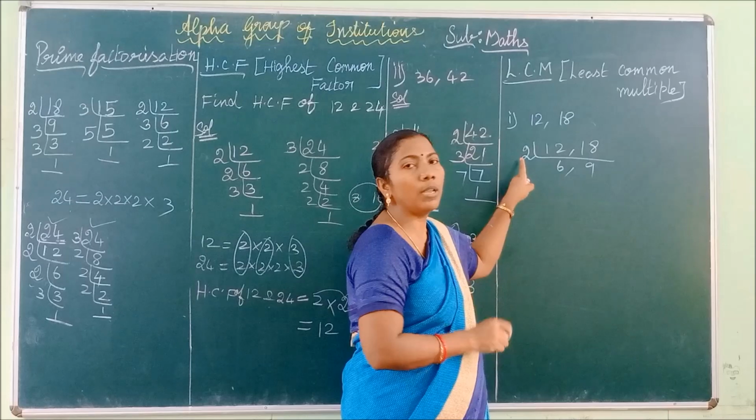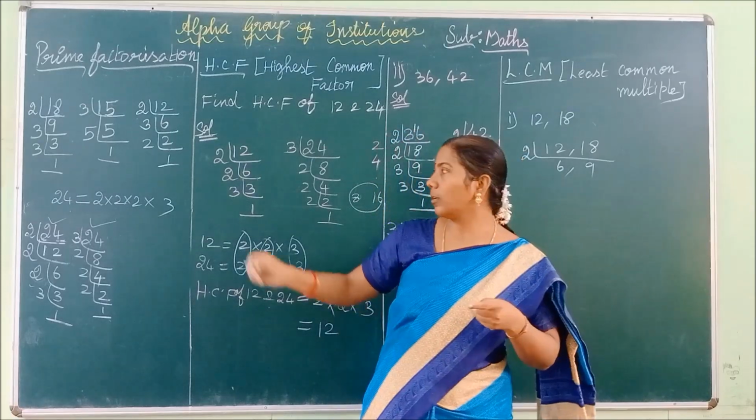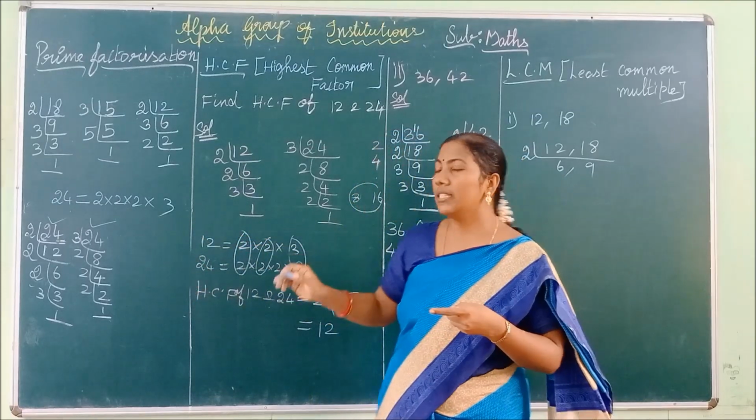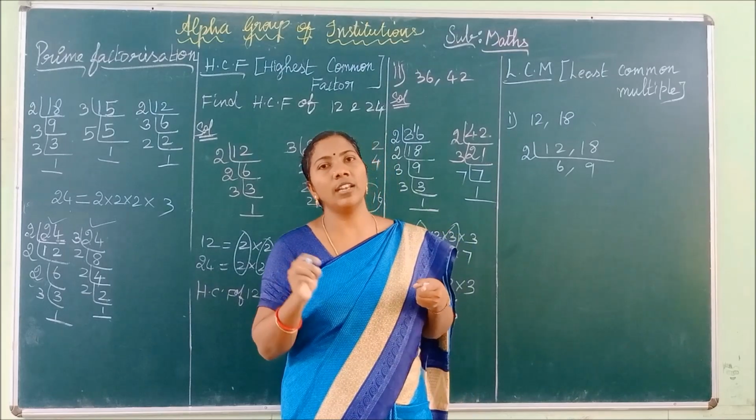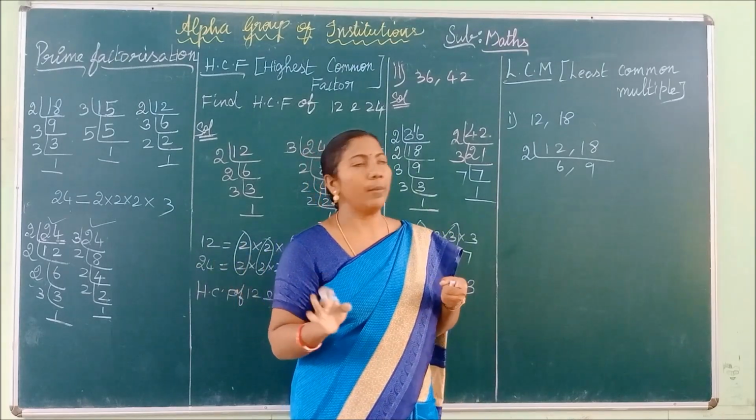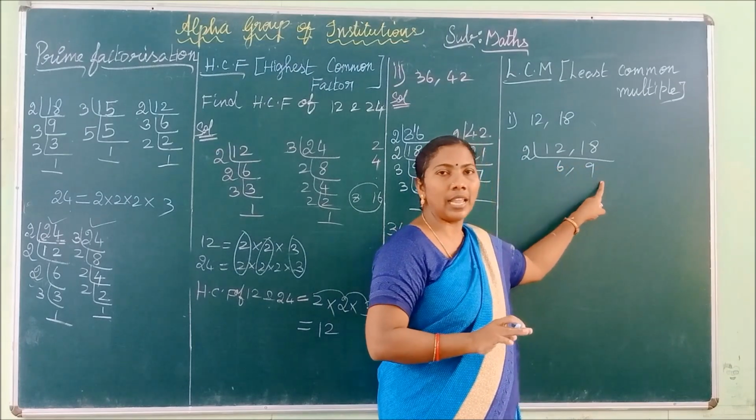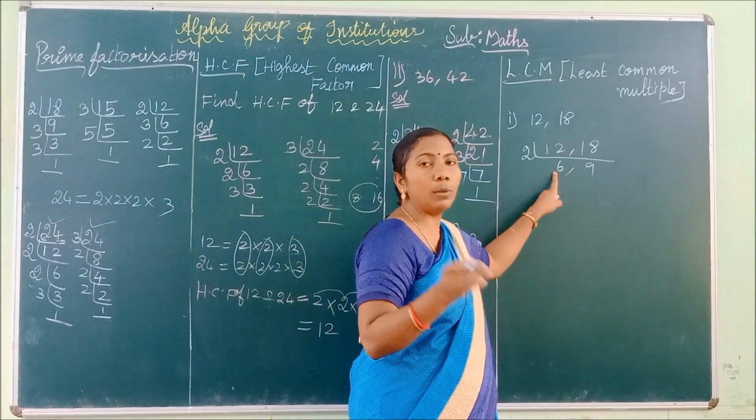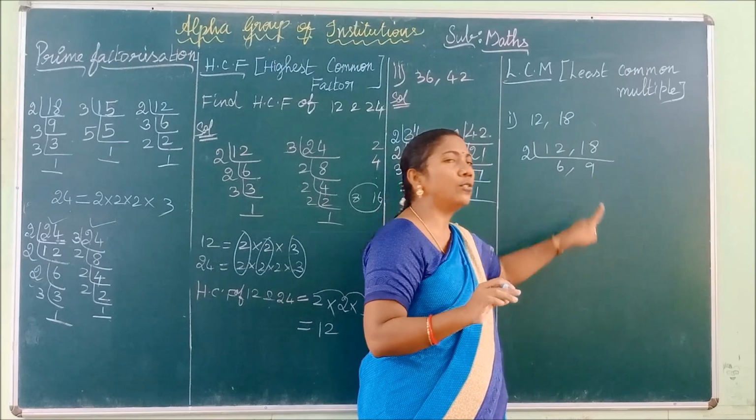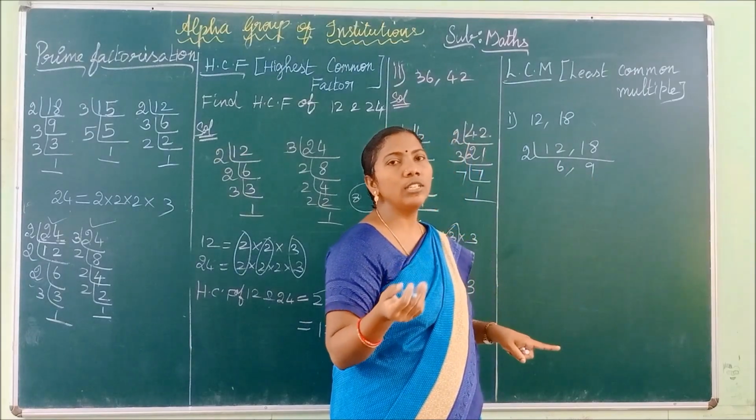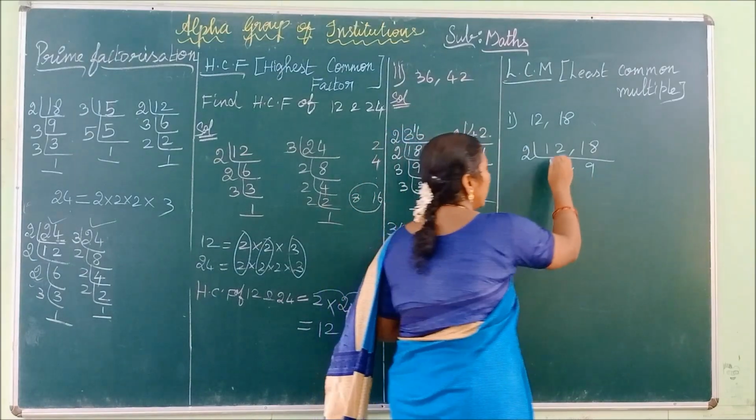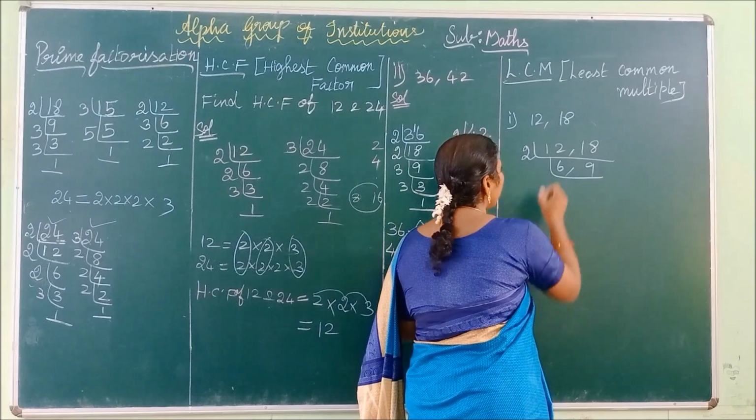Your divisor should always be a prime number. What are the prime numbers? 2, 3, 5, 7, 11, 13, 17, 19. These are said to be prime numbers. Okay. Next, observe the numbers. One number is 6, one number is 9. 6 is divisible by both 2 and 3, but 9 is divisible by 3 only. So we are choosing the divisor as 3.